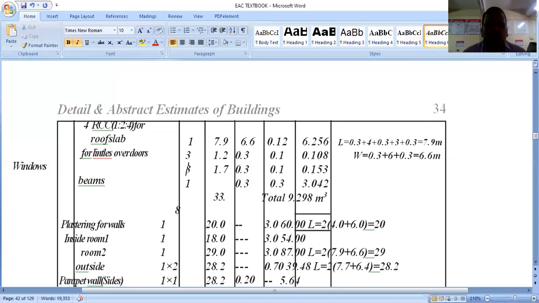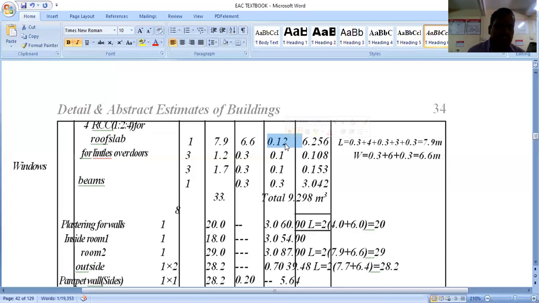So the number of total slabs is 1, no doubt. The length, which you have already calculated here as 7.9 meter, I have taken here as 7.9 meter. Secondly, the width of the slab is 6.6 meter, and the thickness of the slab is again 0.12 meter. So to get the quantity of slab, you have to just multiply all these variables.